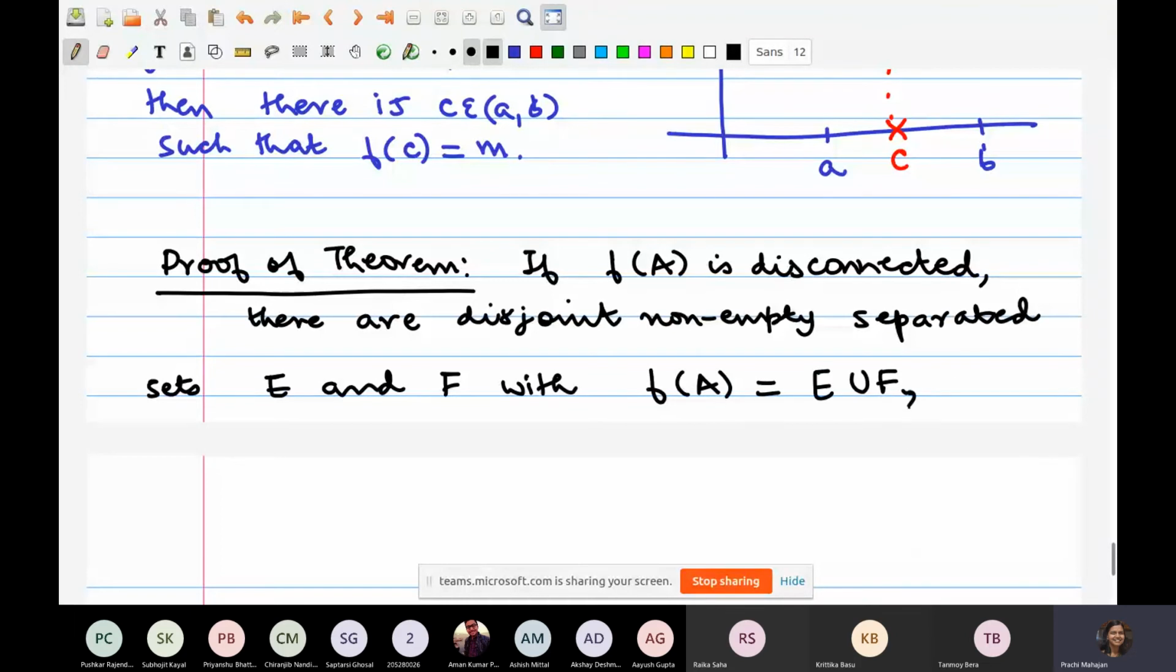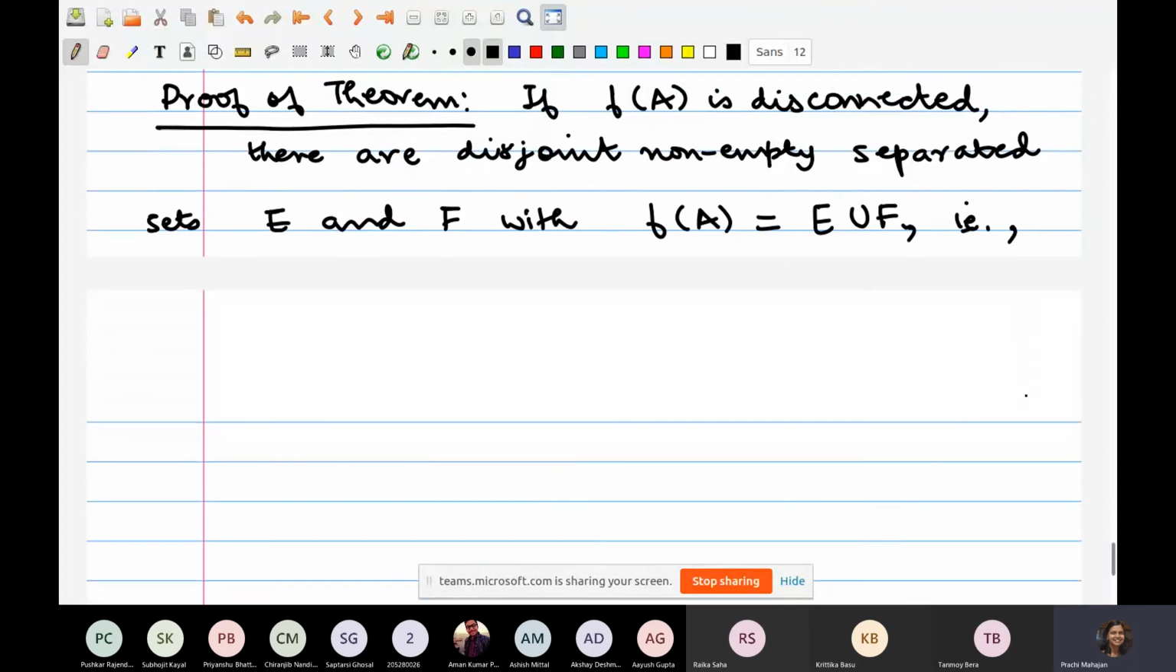Recall that. What does it mean to say E and F are separated? Can somebody remind me? No point of E is a limit point of F and vice versa. Yes, thank you so much. No point of E is a limit point of F, and no point of F is a limit point of E, which means analytically the following.